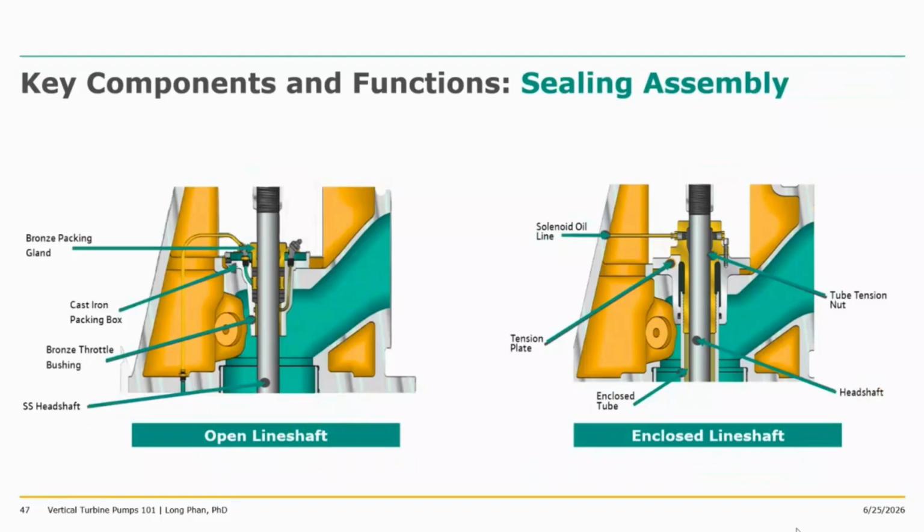Now let's zoom into the sealing assembly. For both open and closed line shaft, like I mentioned earlier, the only thing different is that on an enclosed line shaft, we're going to rely on the tube tension kit, which includes the tube tension nut, the tension plate, and then you have that solenoid oil line coming from the oiler, and the enclosing tube right below it. Everything else is the same as on the open line shaft, where you have the seal housing. In this case, we just show one example, a packing box, though it could be a mechanical seal. In this case, a packing box with a bronze solid bushing there, a bronze packing gland, and assuming this is a vertical hollow shaft, we will need a head shaft.